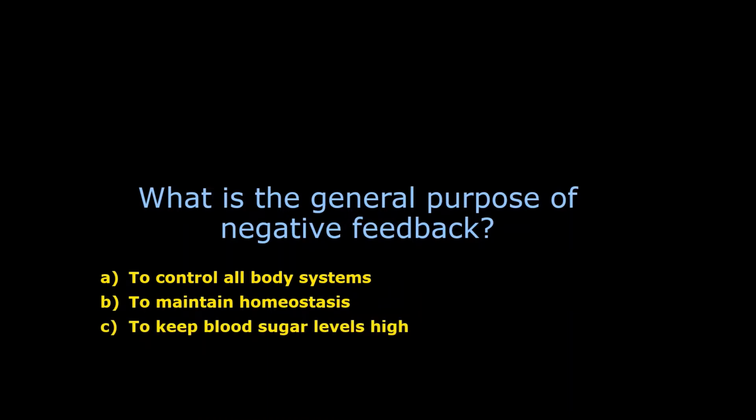To keep blood sugar levels high. Well, that may be one purpose of a negative feedback loop, but it's not certainly the general or the most common purpose, right? Like the bare bones purpose is not about blood sugar. And then to regulate excretion, again, that's not general either. So B looks like the best choice at this point, to maintain homeostasis. And we're correct.